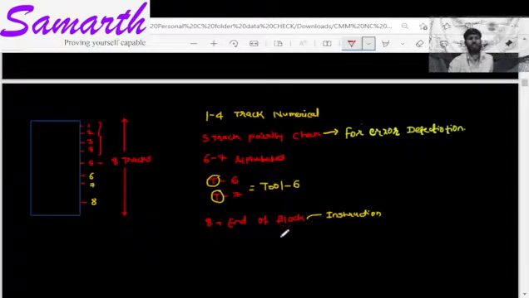And 8 is the end of block. Block means instruction. This complete block or set of instructions has to be stopped. It is given by this 8th track.